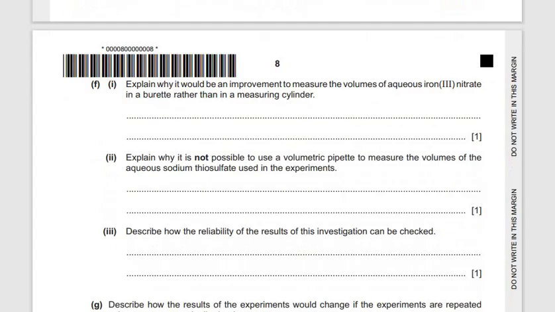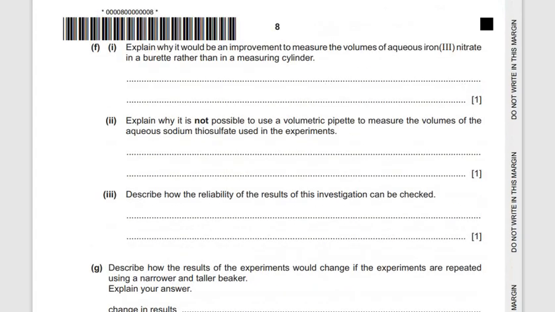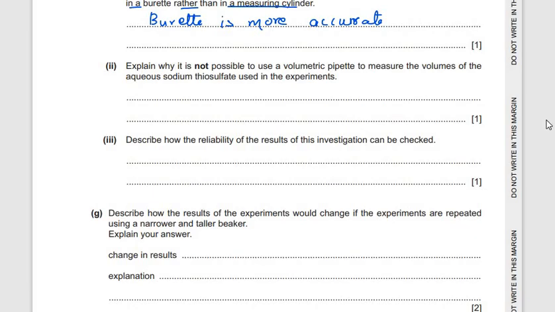Okay, so if we go ahead with the F part here, explain why it would be an improvement to measure the volume of aqueous silver nitrate in a burette rather than measuring cylinder. And the simple reason is that burette is more accurate in measuring the volume of any liquid compared to the measuring cylinder. So we write burette is more accurate. You can write it in a full sentence as I spoke also.